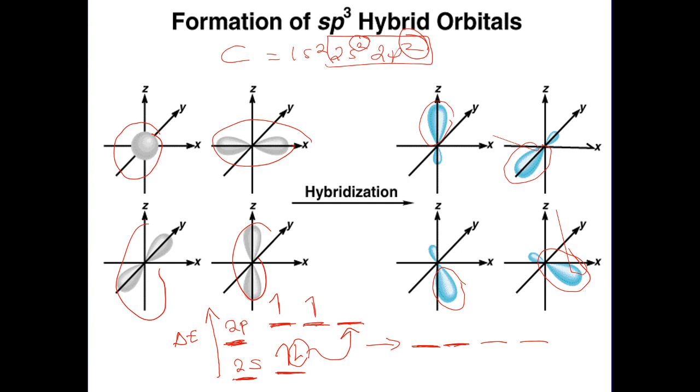This is 1, 2, 3. And each one of them will be singly filled. And since these are formed from one s and 3 p's, so you have 1, 2, 3 there, what you get is basically called an sp3 orbital. So an sp3 means you have one s plus 3 p's giving you 4 sp3 orbitals. And that's the hybridization in methane.